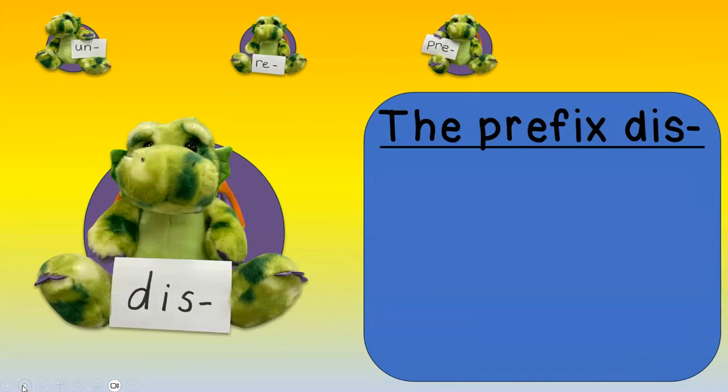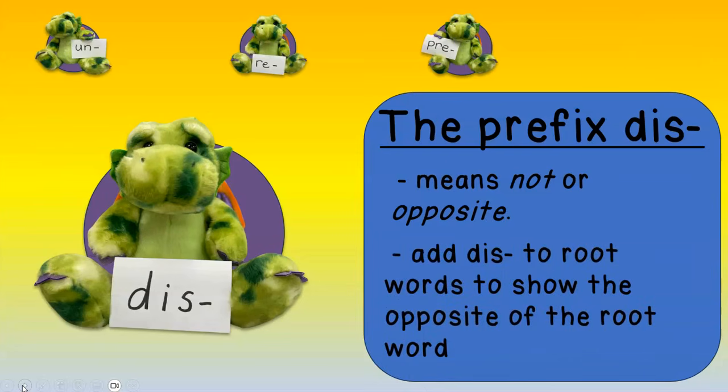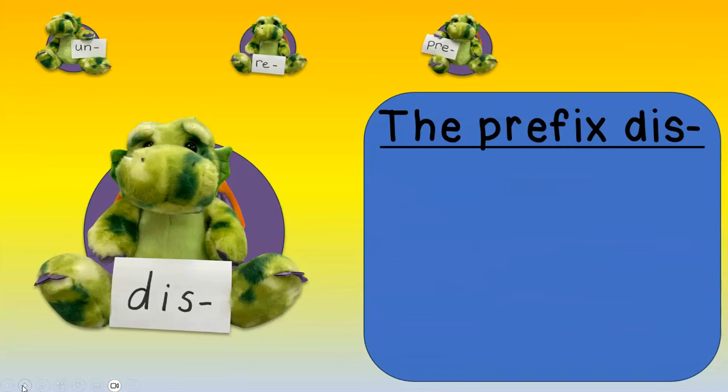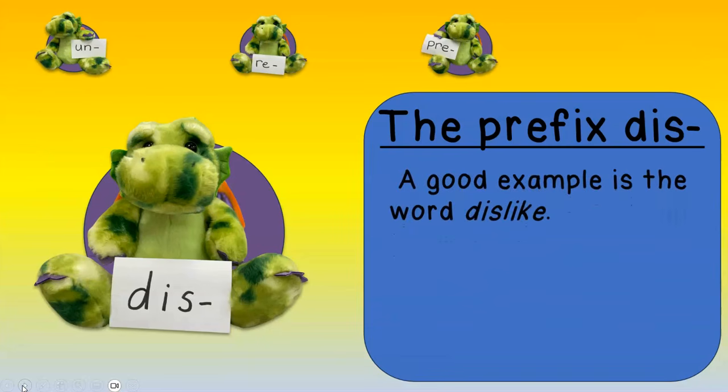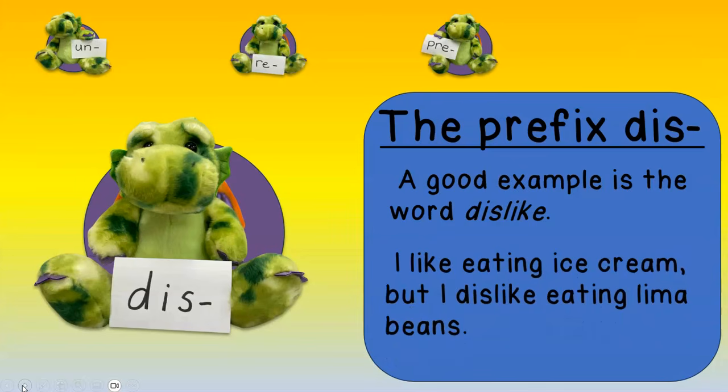And the last prefix for this particular video is the prefix dis. And dis means not or the opposite. And we can add dis to a root word to show the opposite of that root word. A good example of using that prefix is the word dislike. I like eating ice cream. Everybody likes to eat ice cream. I like eating ice cream, but I dislike eating lima beans. That's nobody's favorite.